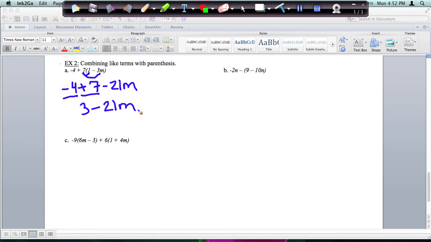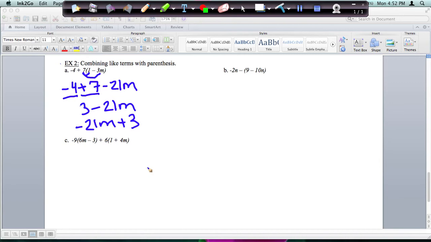Okay. If you're asked to write it in descending order, that means put the variable first and then the number. All you need to do is just remember the sign is in front. So the negative sign goes with the 21m. So I'm going to write that first, negative 21m. And then this is a positive 3. So either one of those is correct. Just if you're asked to write it in descending order, that's how you would write it.